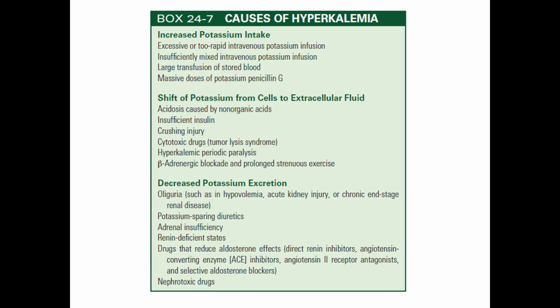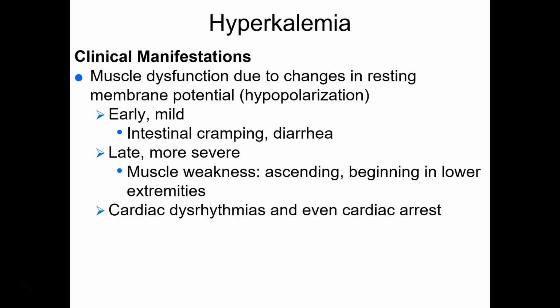Hyperkalemia, too much potassium. Again, look through this list. You can see that some of these are obviously opposite to what you just did in hypokalemia. So there's acidosis, for example, not enough insulin, things like that as well. And then you can go through and match up some of these things to go along with hyperkalemia and what the natural function is for potassium in the body.